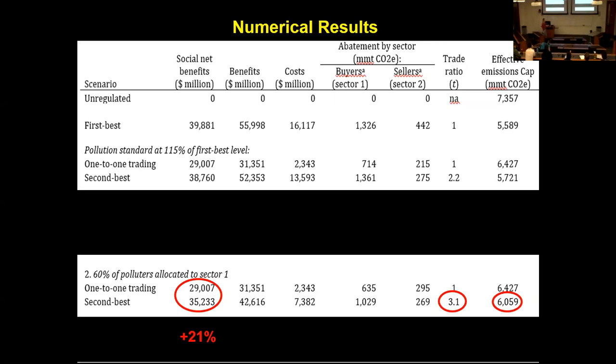Changing the allocation of polluters to sector 1 or sector 2 doesn't matter when you have a 1-to-1 trading ratio. So in this 1-to-1 case, nothing changes. I've just brought the numbers down for ease of comparison. But the second best case gets a little worse as we allocate fewer polluters to the low-cost sector. We have to have a larger ratio, and our emissions reduction isn't quite as big. Now we're starting to get closer to the standard. So what this is showing is that changing the allocation of who's in what group, which class, actually matters, right?